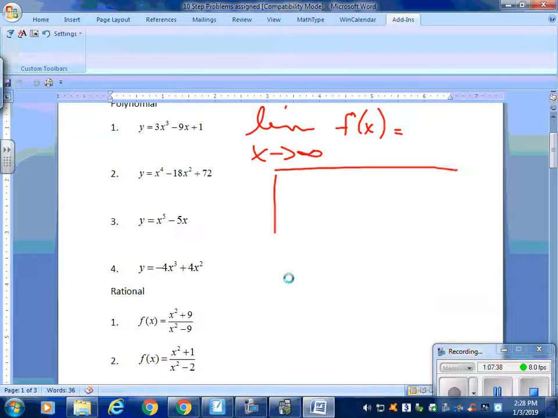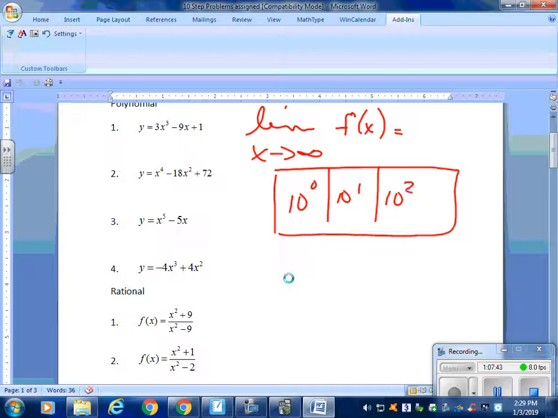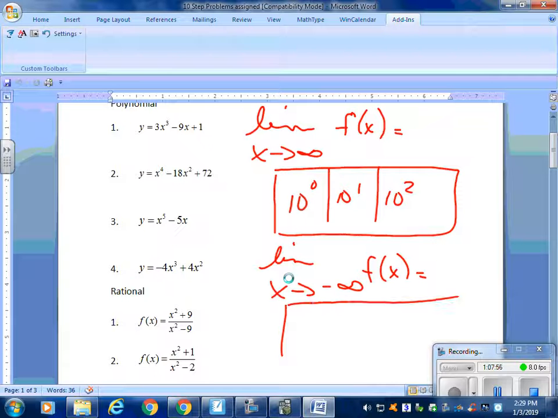And then you'll make your table and say 10 to the 0, 10 to the 1, 10 to the 2, and so on, till you figure out how many you need. Keep adding to it till you figure out what it does. Then do the limit of x as it approaches negative infinity of f of x, and make your table. 10 to the 0 is on this end with negative. Negative 10 to the 1, negative 10 to the 2, and so on. And you'll write your answer up here next to f of x equals. Does that make sense? We good on that? We understand what I'm saying?